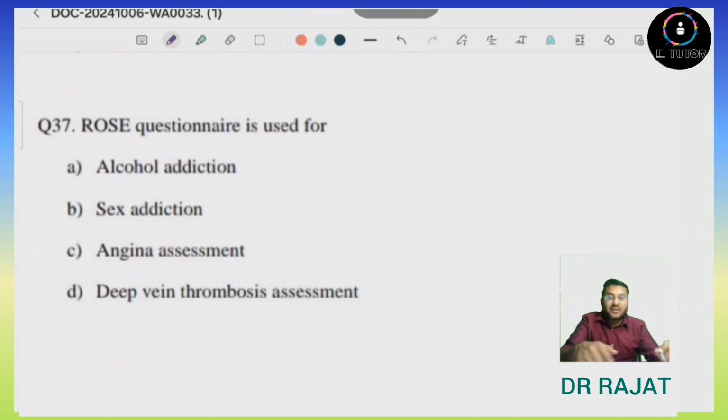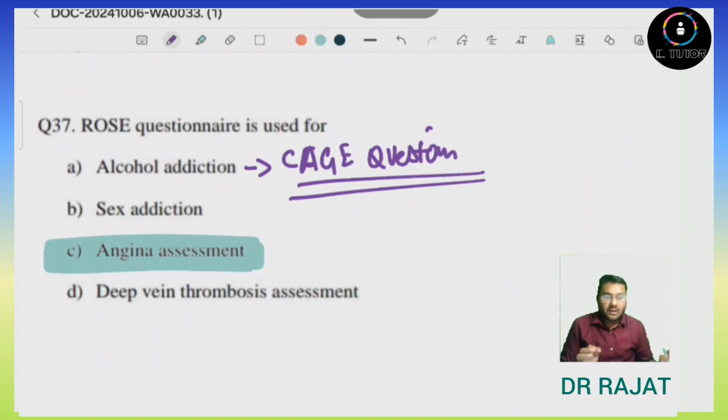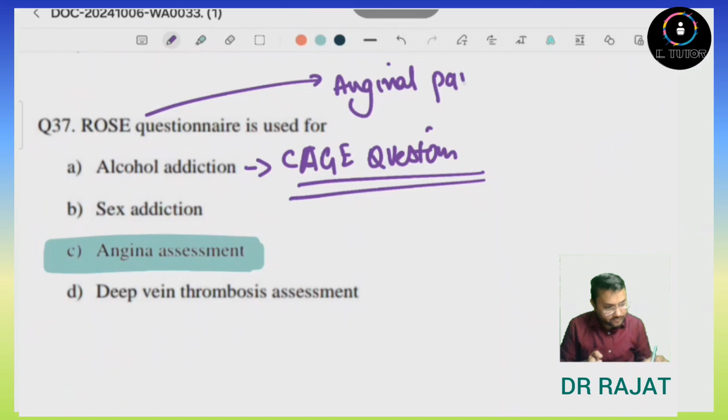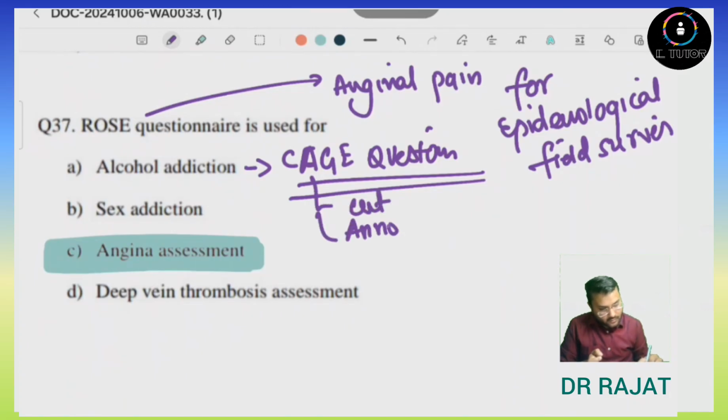Next question is, Rose questionnaire is used for. So what is Rose questionnaire? Rose questionnaire is mainly used for the angina assessment. Then if we talk about the alcohol addiction, then it is CAGE questionnaire. So Rose questionnaire is mainly related with the anginal pain for epidemiological field surveys, and CAGE is for cut down, annoyed, guilty, eye-opener.